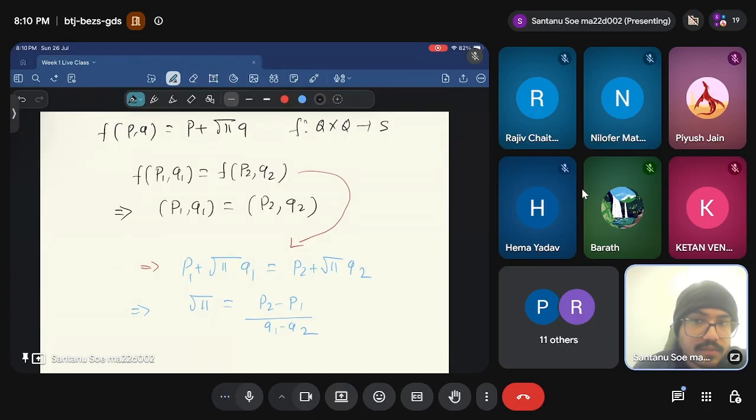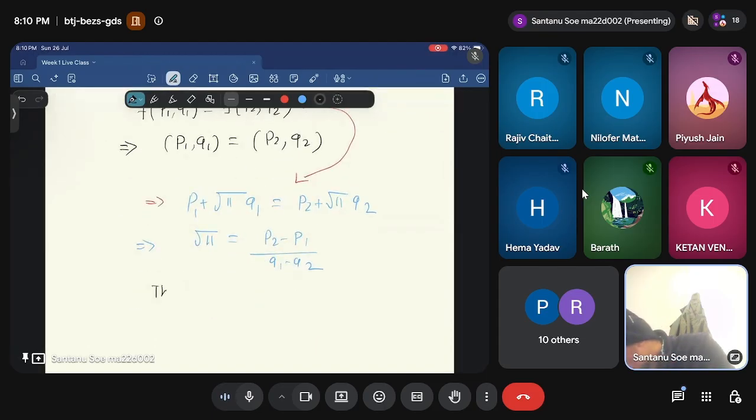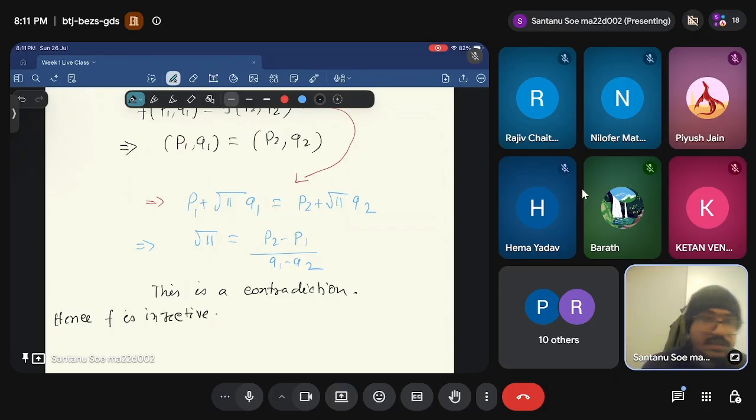So that means p1, q1, p2, q2 cannot be distinct numbers. So p1 has to be equal to p2, q1 has to be equal to q2. Correct? So that means every distinct element is mapping to a unique distinct element. So this is implying a contradiction. Correct? Hence f is injective.